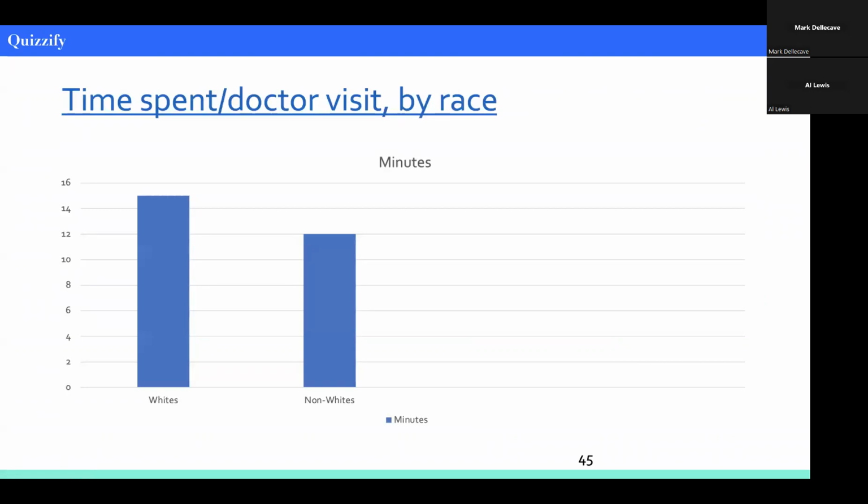This will surprise nobody, but what surprises is there's only one study on this: the time spent per doctor visit by race of the patient, a significant health disparity. They say that you get 12 to 15 minutes in a doctor's office. Well, apparently that depends what race you are.